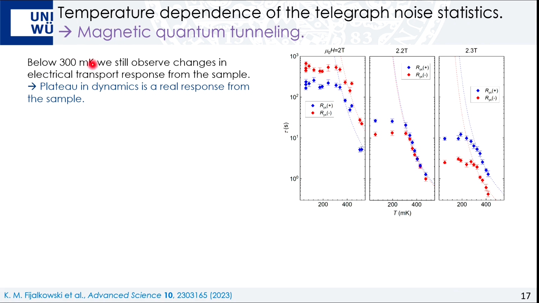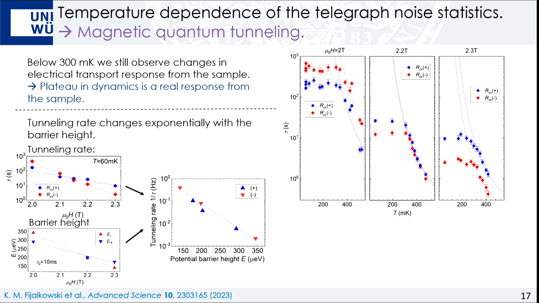Now, a few things to note. Below 300 millikelvins or so, where we see the plateau, we still observe changes in electrical transport response from the sample. So despite the dynamics being saturated, I'm not showing it here, we still see the sample reacting to changes in temperature. So this is not some sort of artifact of us not being able to cool down the sample below 300 millikelvins. So it looks like the plateau is real.